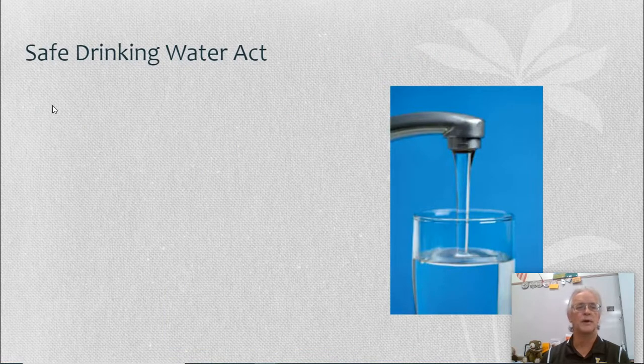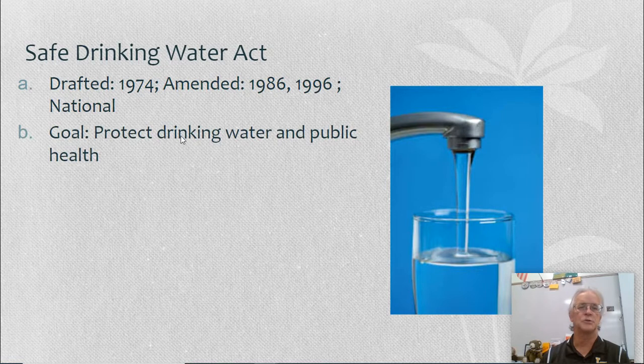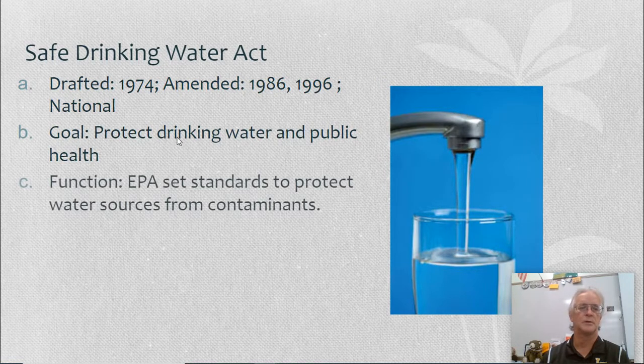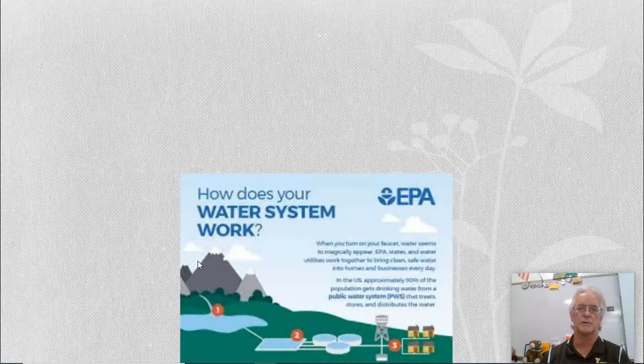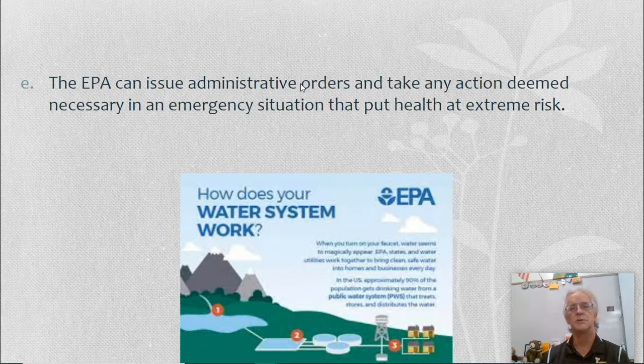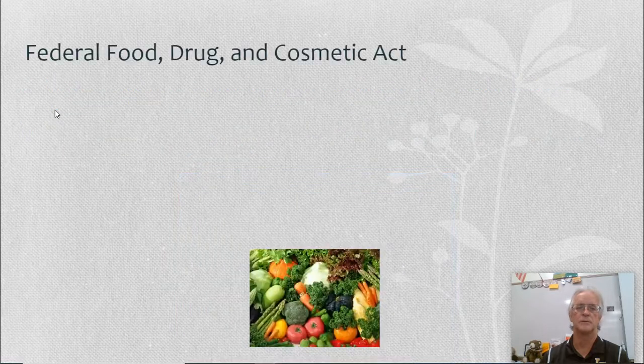The Safe Drinking Water Act, drafted in 1974 and amended. Its goal is to protect drinking water and public health. Function is the EPA sets standards to protect water resources from contamination. EPA and states have authority to enforce the standards set by this act. The EPA can issue administrative orders, and take action deemed necessary in an emergency situation that puts the public's health at risk. The act does not require any regulation on private water wells as they do not serve many individuals.